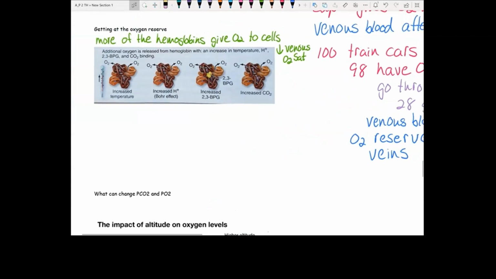There's 3 main ways that the body can induce the hemoglobins to give up more oxygen. And remember, this tends to happen when you're active. Because when you're active, you need more ATP, which means you need more oxygen. Okay, the first one: think about the second law of thermodynamics.